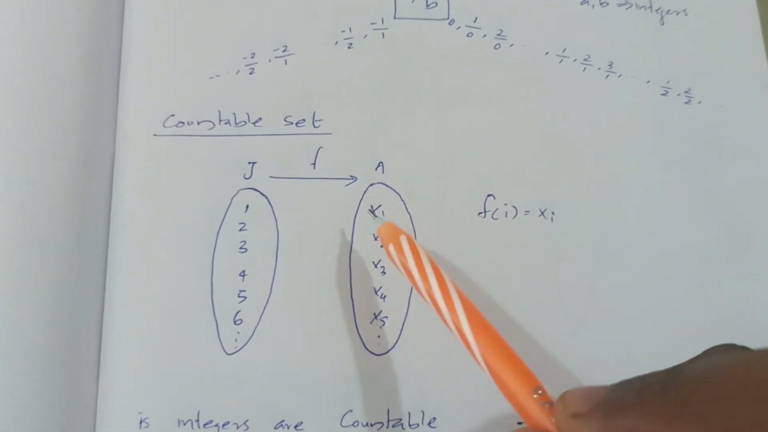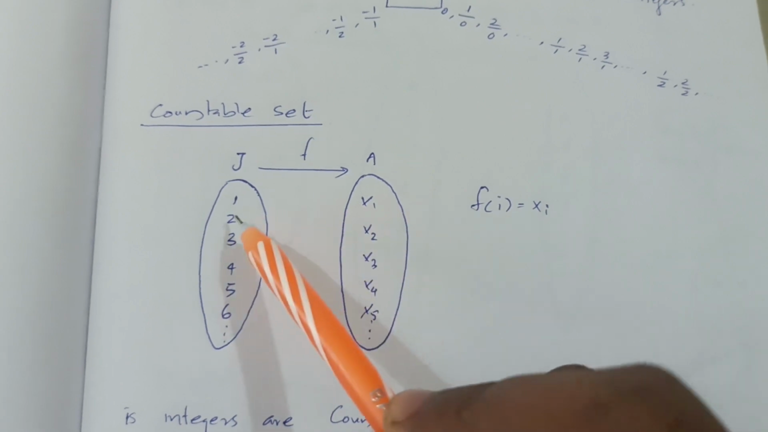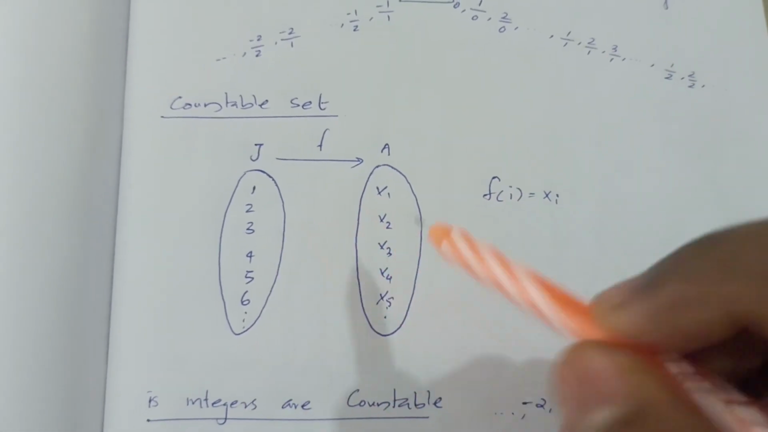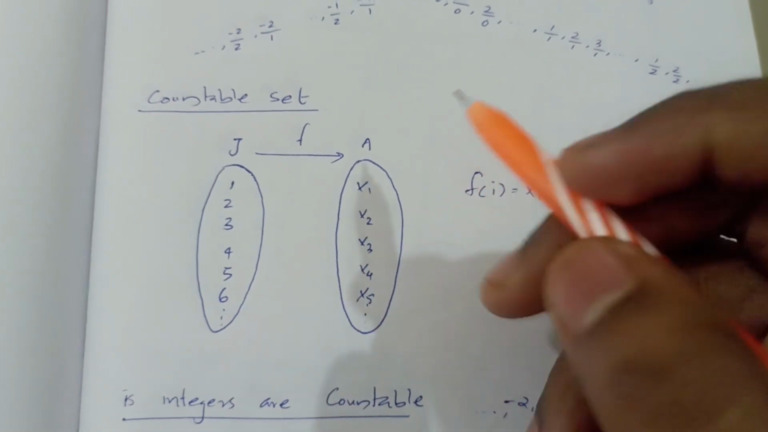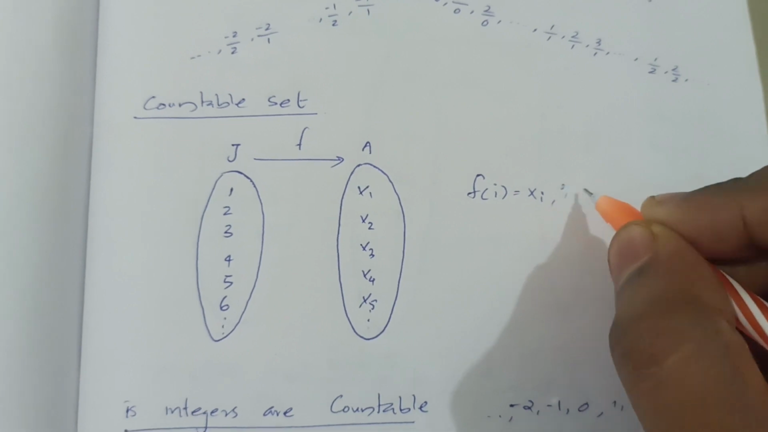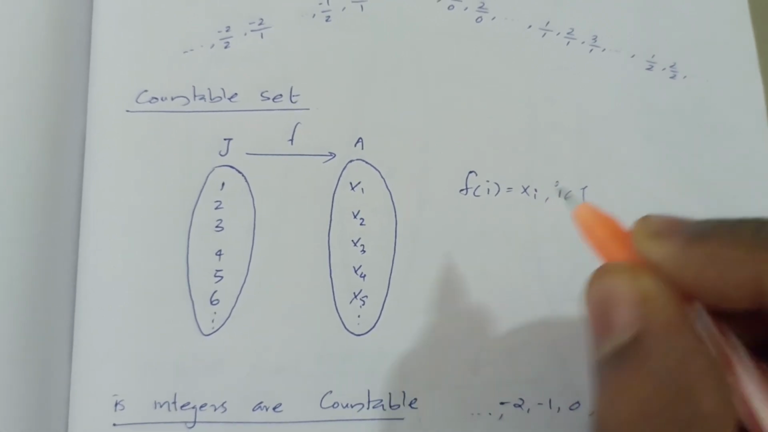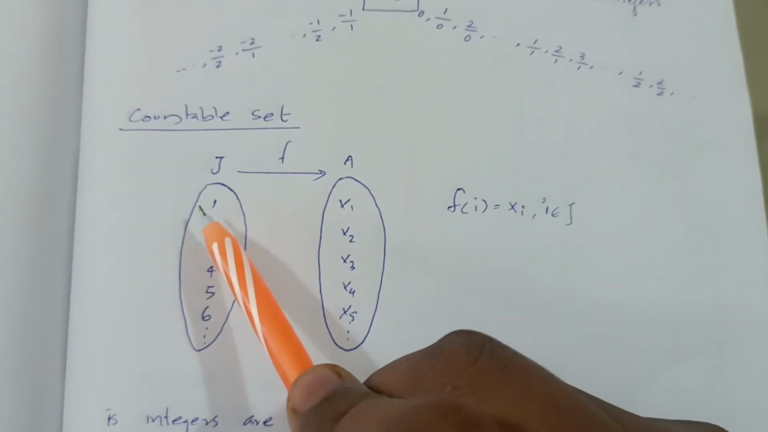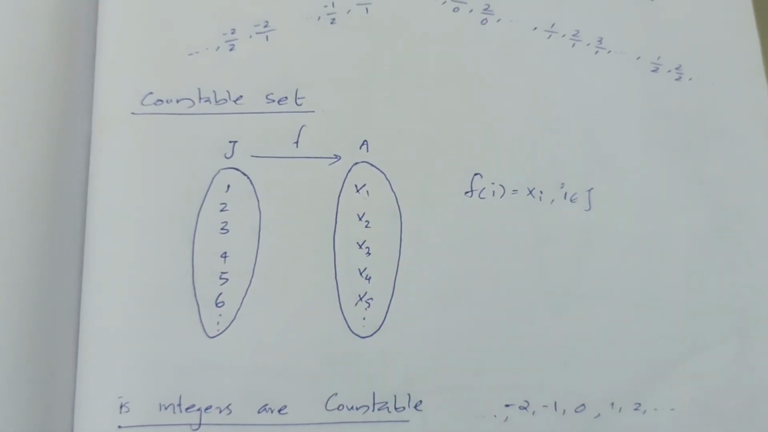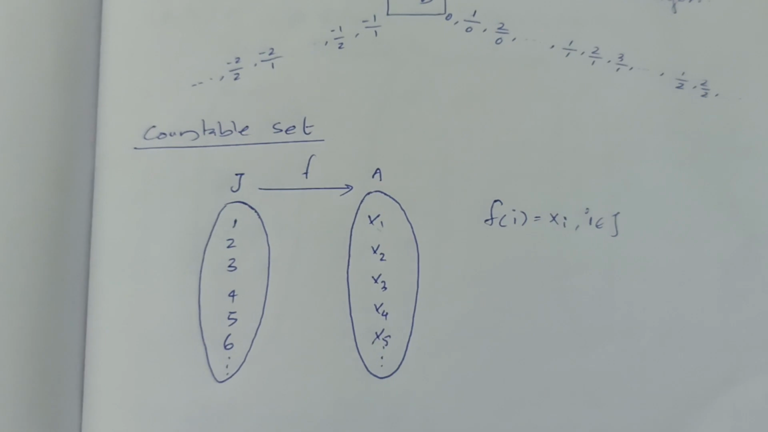He said that if there is a one-to-one correspondence between the set of all positive integers and our set, then it is a countable set. Look, if I define the function f of i equal to xi, where i belongs to J, the set of all positive integers, then what is f of 1? f of 1 becomes x1, f of 2 becomes x2 and so on. So you get the idea.